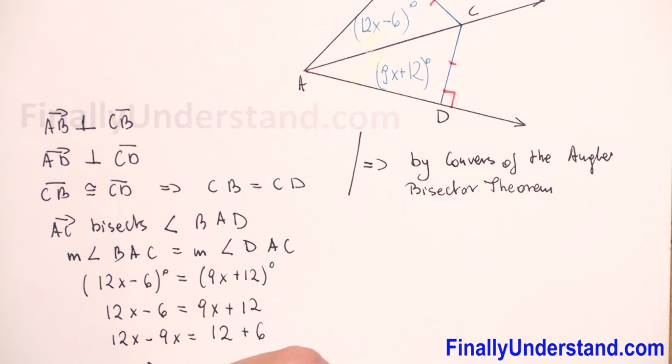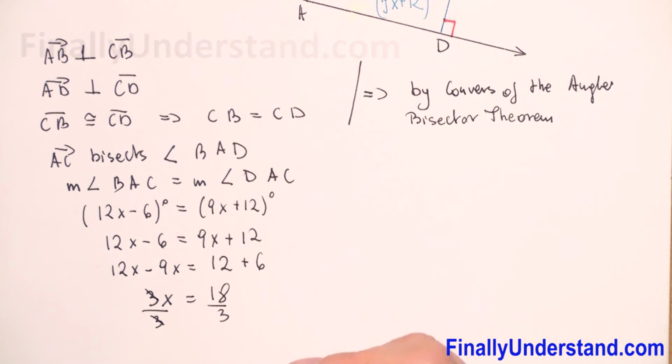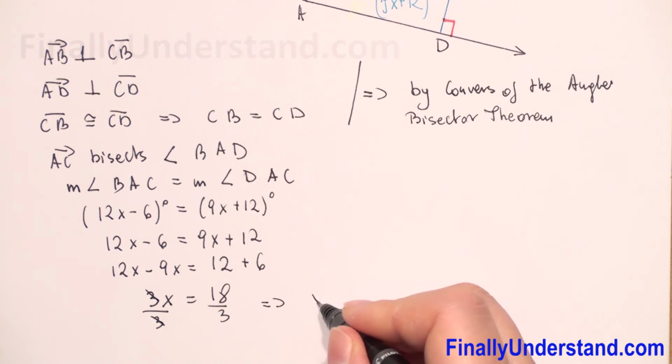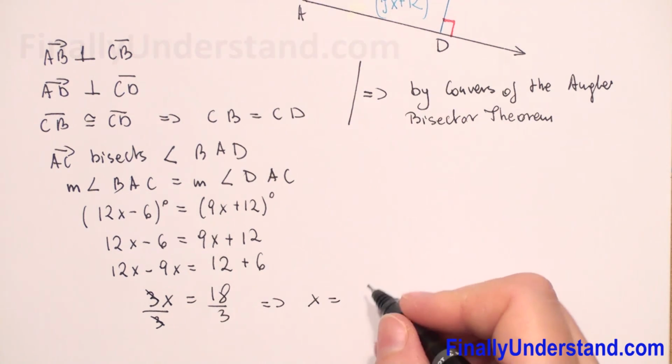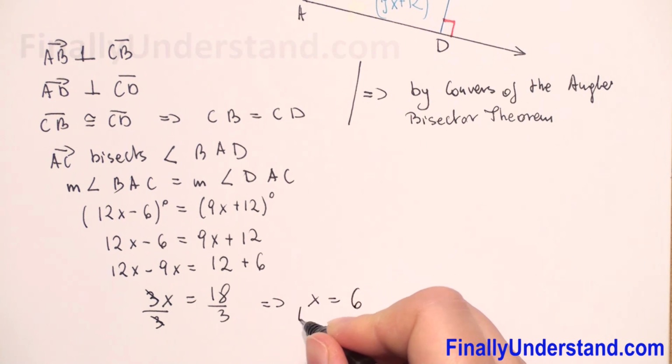12 minus 9 will be 3x is equal to 18. Now I will divide both sides by 3, so 3 and 3 you can reduce. And we have that x is equal to 18 over 3, which is 6. So we have found the value of x. This is my solution.